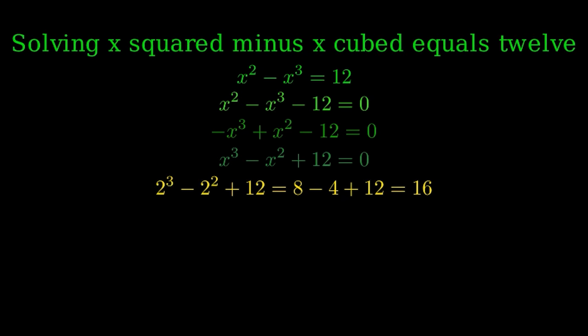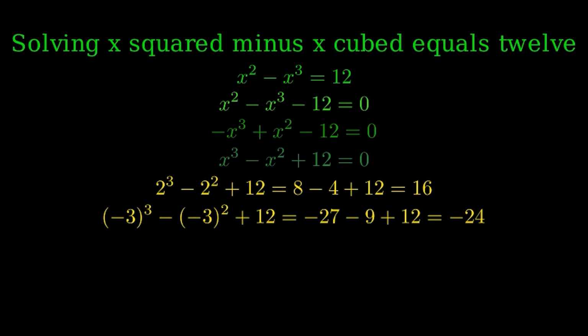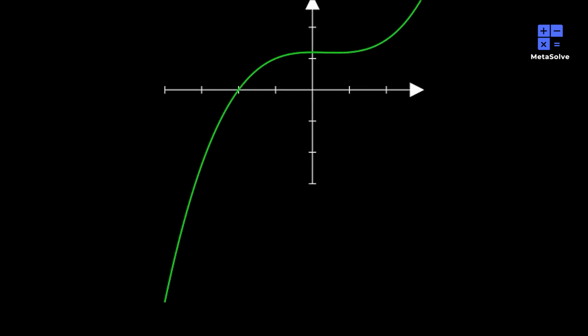Let's check x equals 2 first. Substitute x equals 2 into the left side. That's not 0. Now check x equals minus 3. That's also not 0. Let's try x equals 1. None of these are zeros.